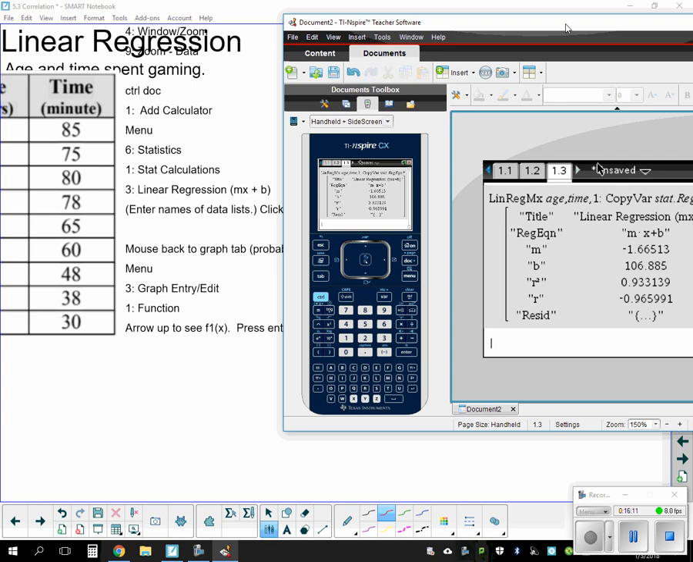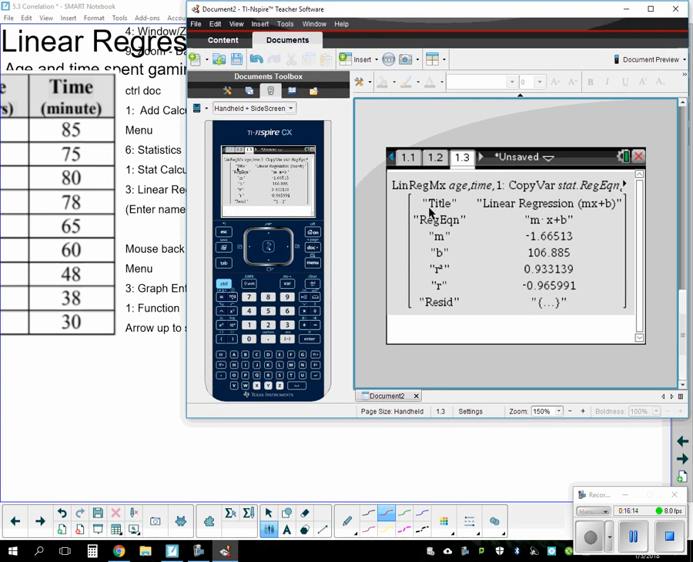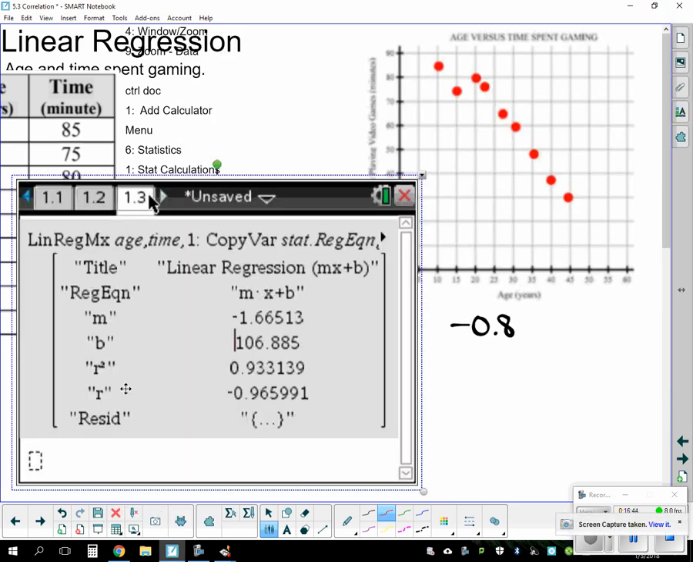It pops out all of this information. If you look at it, it's a regression equation, we're working in mx plus b. It's giving you your m, your slope. It's giving you your b, and then it gives you something called r squared, r, and resid. Guess which one of those we want? The r. The r value pops out right there for us, and it's actually a stronger correlation than I thought it would be. Okay, so this is really cool. We have all of this information. Let me put it over here so we have it.